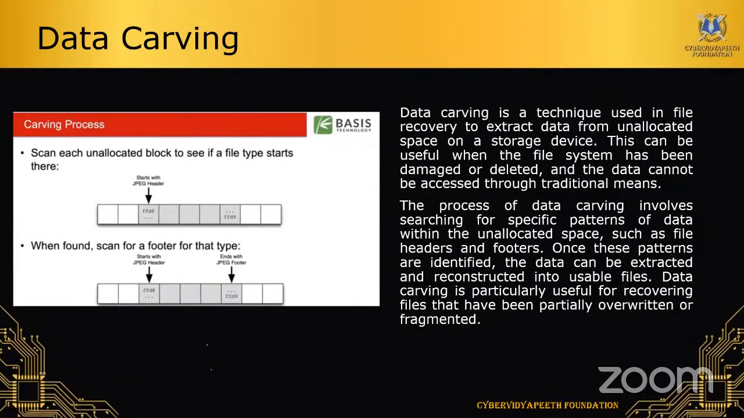If you look into a typical unallocated space, suppose you are finding JPEG headers, and you are finding the footers attached to them. Many times, the technology is such that you will have to search for a pattern of the data within the unallocated space, such as headers and footers. Data can then be extracted and reconstructed into usable files very easily with certain tools. We are going to talk about three tools: bulk extractor, scalpel, and what's the third one?